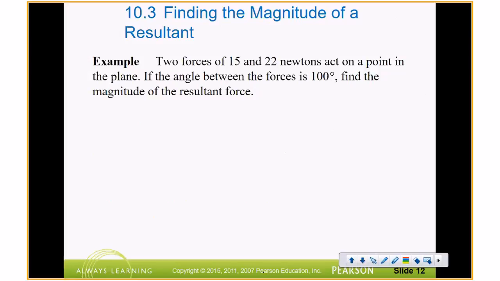Okay, two forces of 15 and 22 act on a point in the plane. If the angle between the forces is 100 degrees, find the magnitude of the resultant force. So as you saw in the picture, first of all, you need to draw a picture. So you got one going that way, and it's 15, because it's first. And then another one going this way, and it's longer because it's 22, and they're 100 degrees apart.